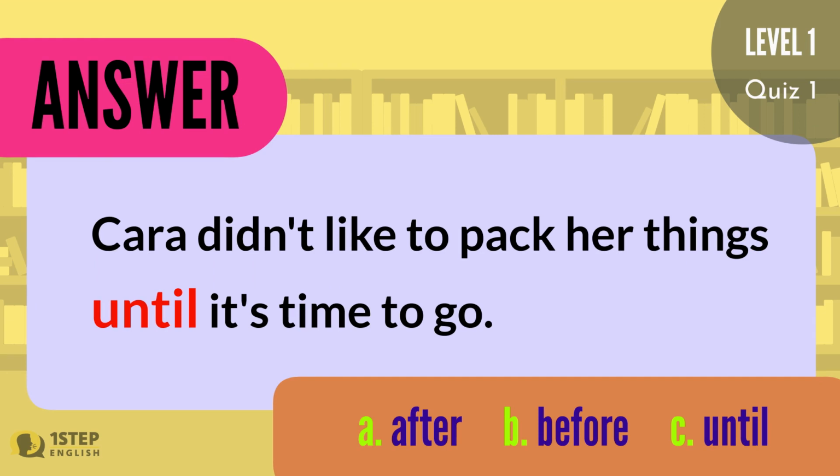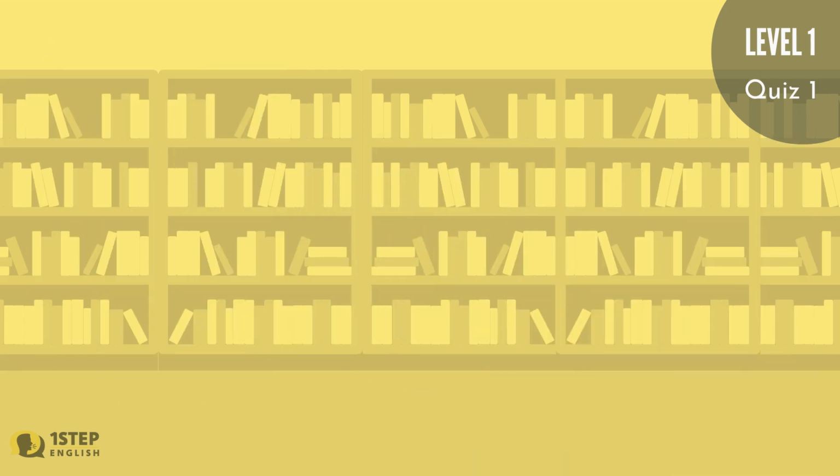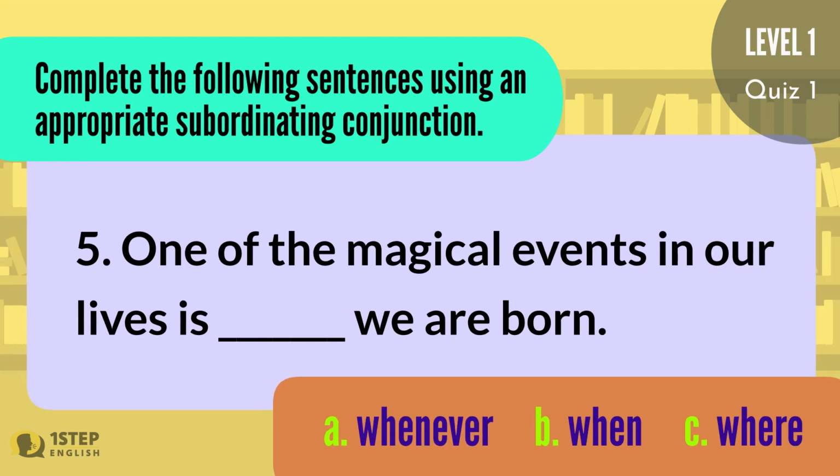The answer is, letter B. Until. Kara didn't like to pack her things until it's time to go. Number 5. One of the magical events in our lives is, we are born. Letter A. Whenever. Letter B. When. Letter C. Where.